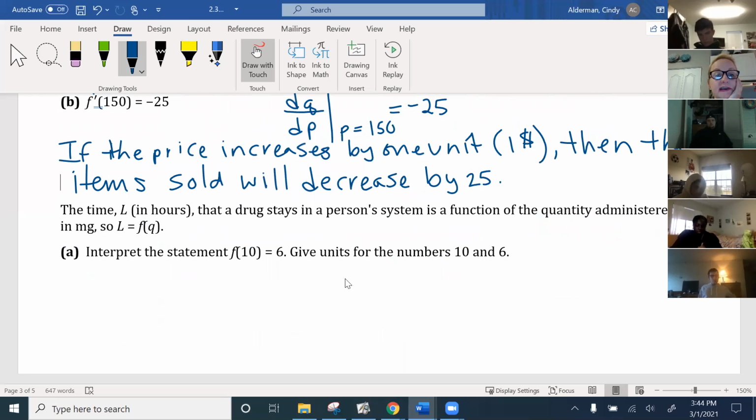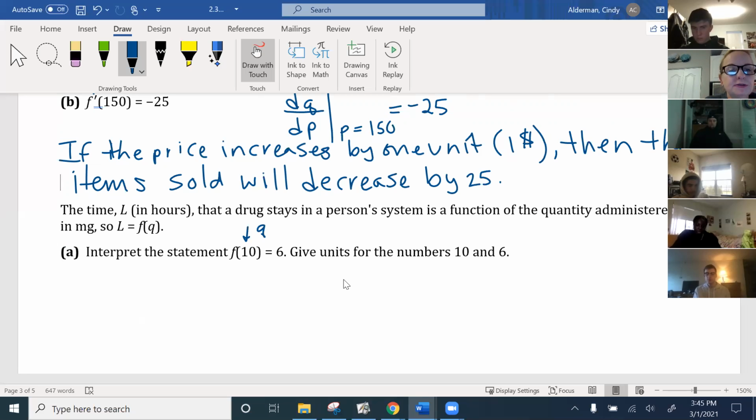Here's another example. The time in hours that a drug stays in a person's system is a function of the quantity administered. So L is a function of Q. L is in hours, Q is in milligrams. Interpret the statement f of 10 equals 6. What do you guys think? So Q would be the 10, right?